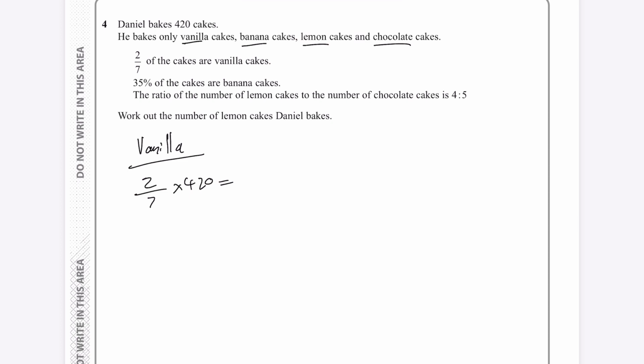Now 7 goes into 420 6 times, and then you can do 6 times 2, and that gives you 120, but you do have a calculator for this, so you can use that. So that's vanilla done. We know there are 120 vanilla. Moving on, we can look at banana. There are 35% of banana, so that's 0.35 times 420, which is 147.